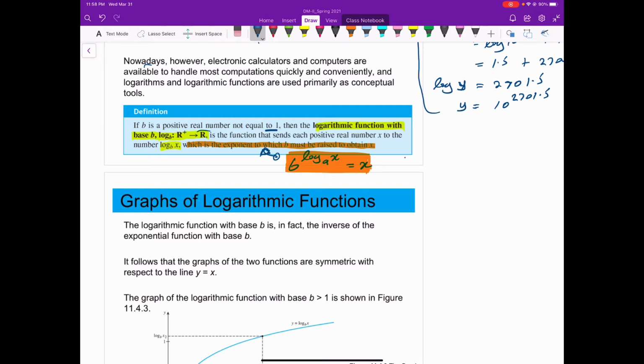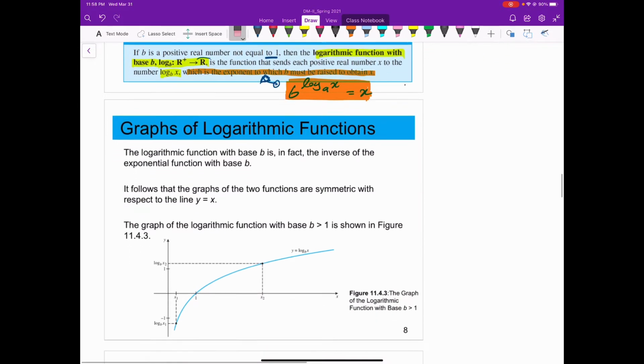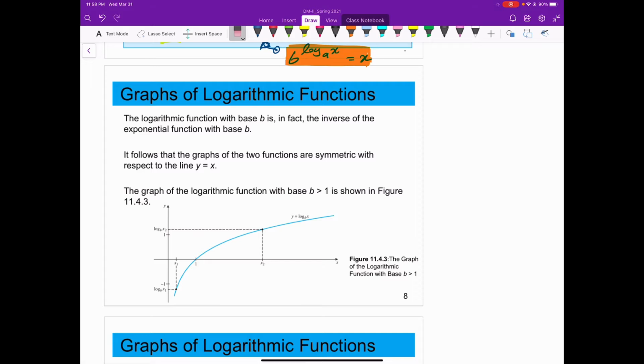All right, which is the exponent to which b must be raised to obtain x. That means the reverse of logarithms. So this is the reverse of logarithm. All right, go forward. Graph of logarithmic functions.